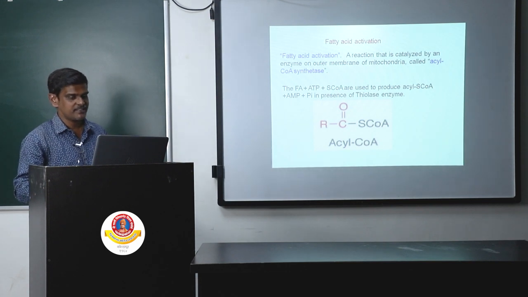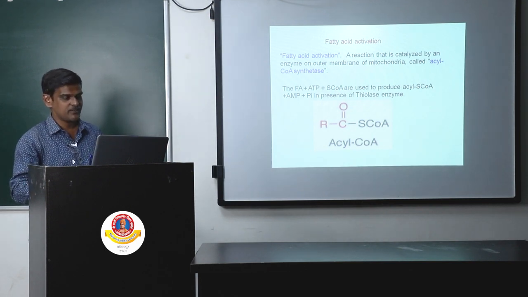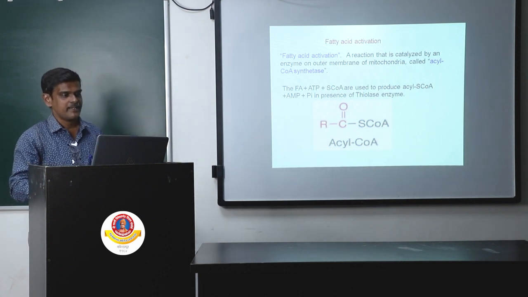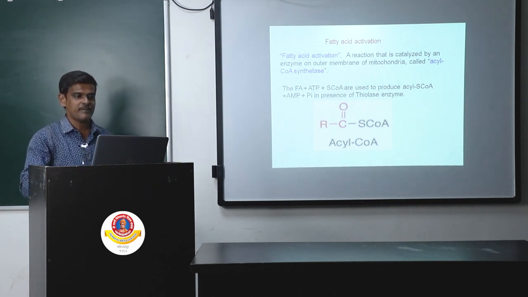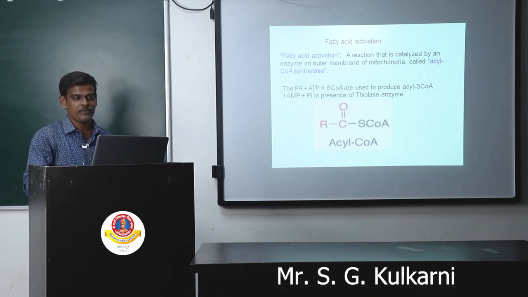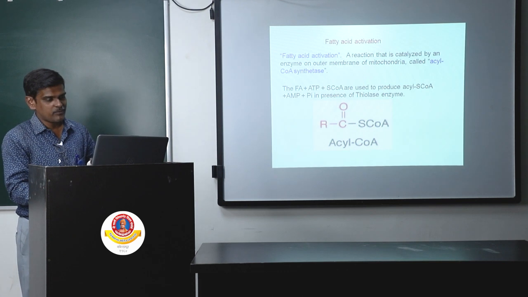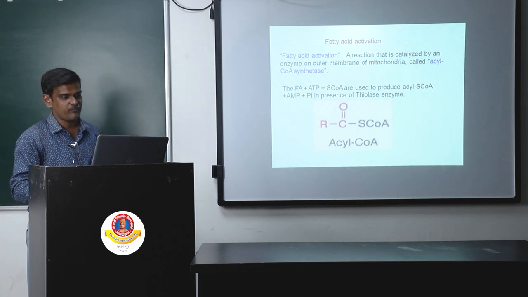Before actual oxidation inside the mitochondria, it is necessary to activate the fatty acid. It is called fatty acid activation. It is a reaction catalyzed by the enzyme acyl-CoA synthetase, and this activation reaction is carried out on the surface of the mitochondria, which requires expenditure of an ATP molecule, which is split into AMP and PPi. So 2 high energy bonds are utilized during the activation of the fatty acid. The activated form of the fatty acid is called the acyl-CoA form.